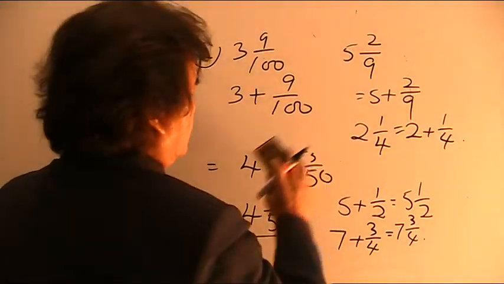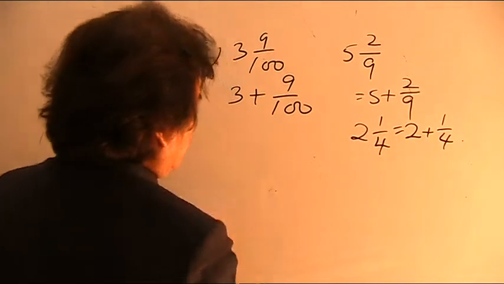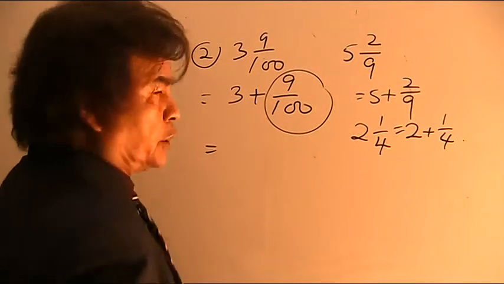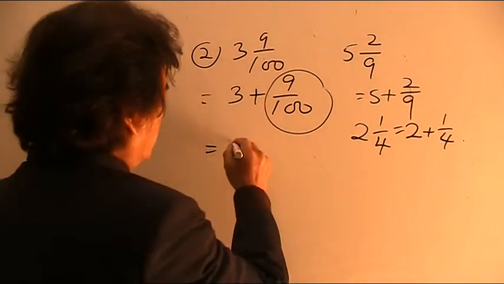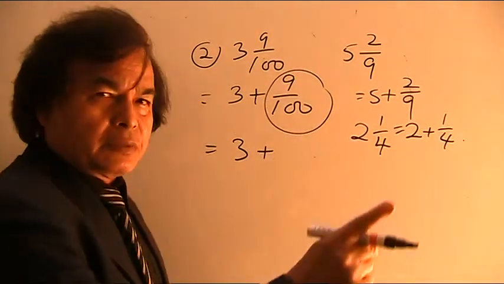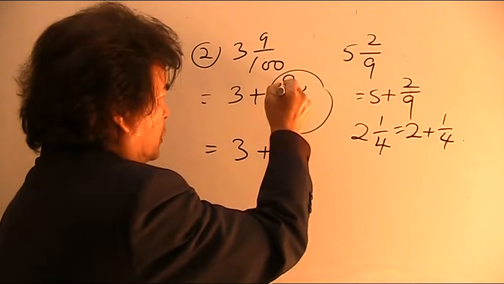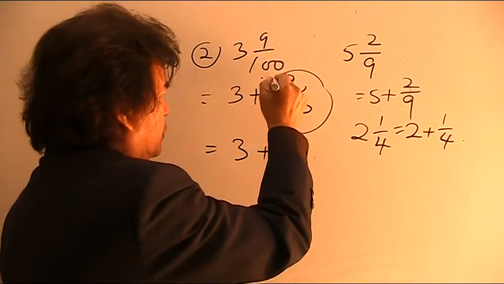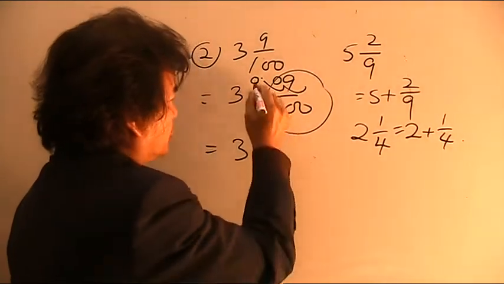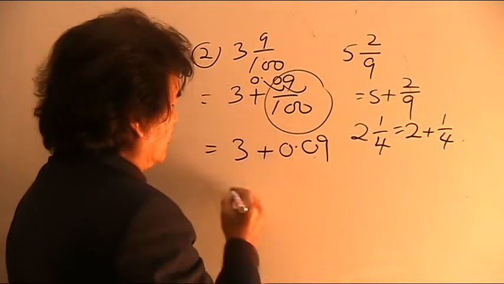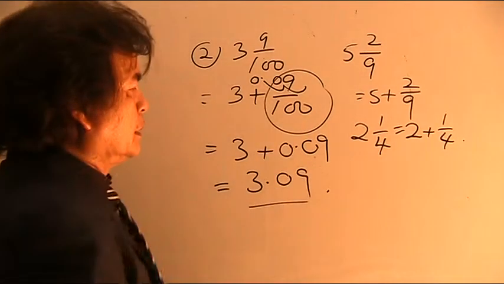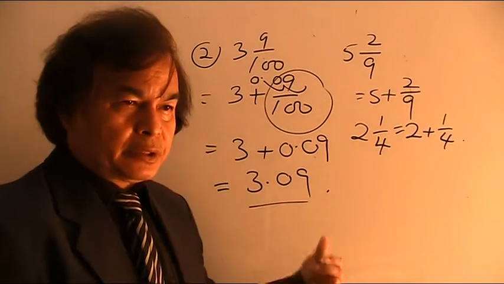Now we go on to the next step, which is to convert this 9 over 100 into a decimal. So 3 plus, when you have a number divided by 100, you just shift 2 decimal places, 1, 2, and here 0, and here you put 0. So that would be 3 plus 0.09, which equals 3.09. That is the answer for this second question.